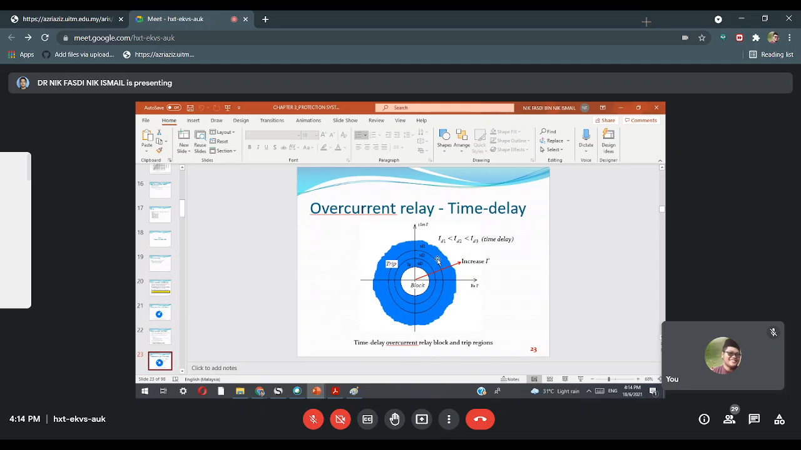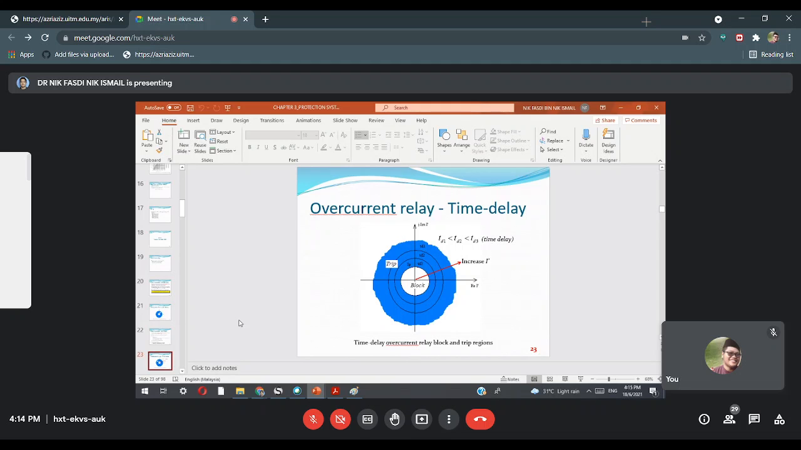So D1 is the longest time, the slowest. D2 is second, D3 is the shortest. Okay, so it depends on the I prime magnitude. The higher the I prime secondary current, right, the longer it will take to trip the breaker. So we have time delay.